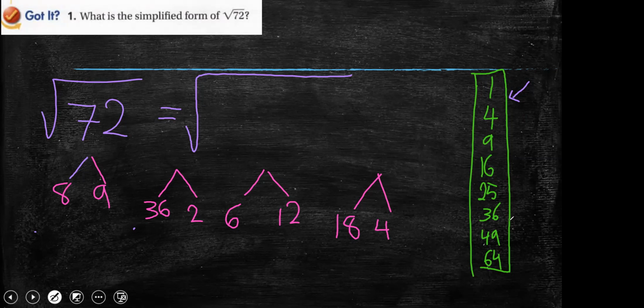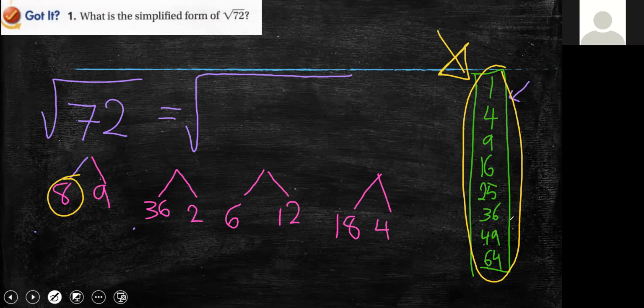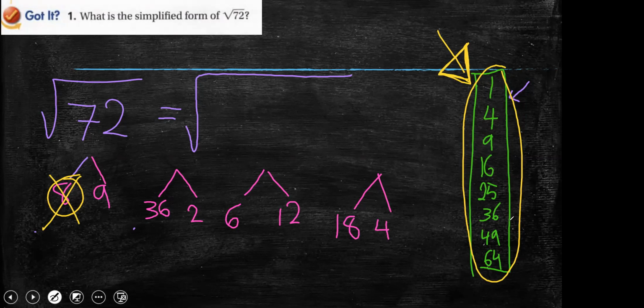give me one. Here I have a few numbers. Which one is a perfect square number? Which one is from this green table? Is 8 from this table? No. Look at this table. No. 9. Yes. So I will say that it is 8 times 9. So let's say it as 8 times 9. Okay.